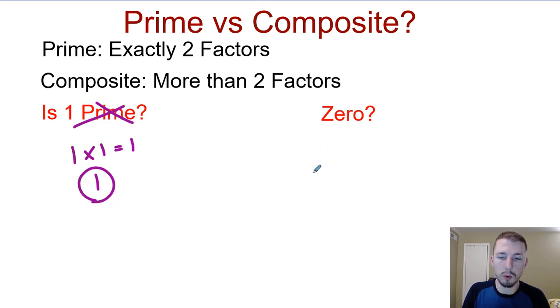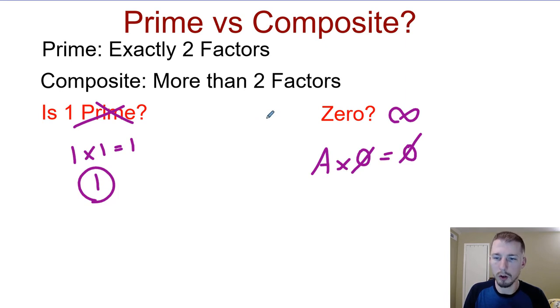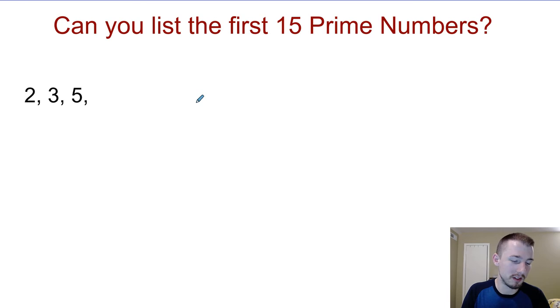What about 0? Well, anything times 0 is equal to 0, right? It's called the zero property of multiplication. So technically, 0 has infinitely many factors because anything can be multiplied by 0 to get 0. But if you remember, infinity times 0 is equal to... no, that's not true.